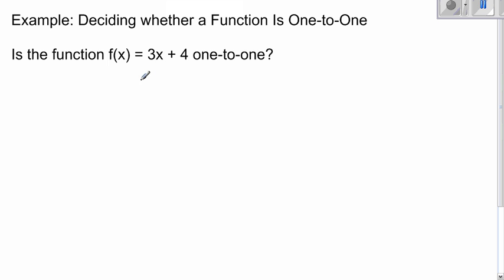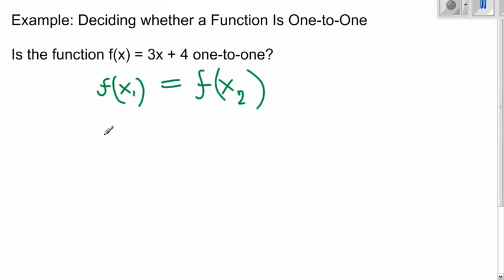How about the function 3x plus 4? Is that one-to-one? For this, we're going to take a slightly different approach. We could just think about the graph. We know that that is a line which would definitely pass the horizontal line test. But for this one, let's go about it a little bit different. Let's take an algebraic approach, and we're going to plug in x1 and x2. We're going to start with assuming that f of x1 is the same as f of x2.